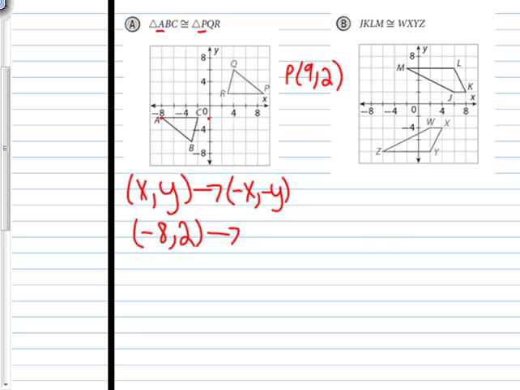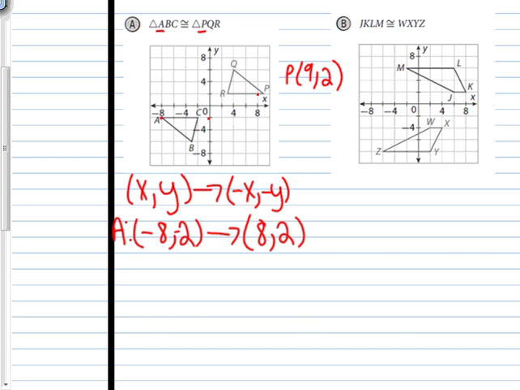And I'm sorry, A is at (-8, -2). I should put that A there. A is at (-8, -2). When I apply this rotation, I change my signs. 8 becomes positive and 2 becomes positive. Well, does that get me to point P at (9, 2)? No, it doesn't, but it gets me really, really close. It gets me to right there.